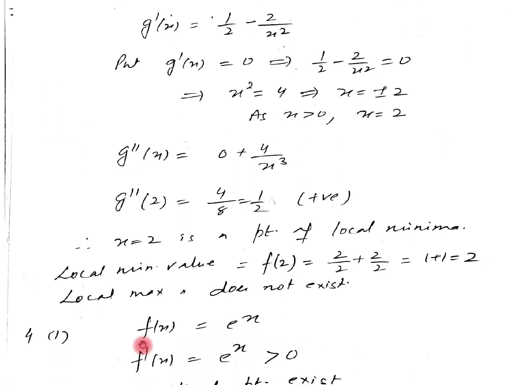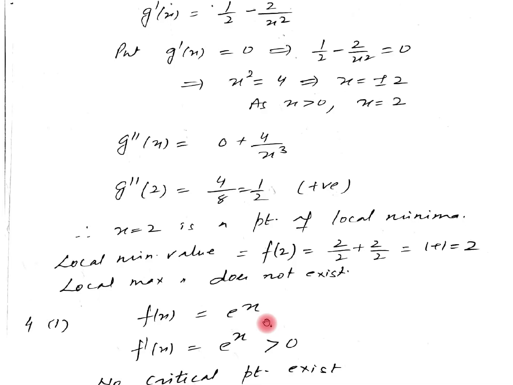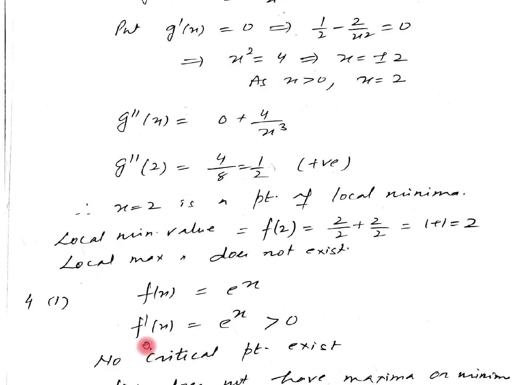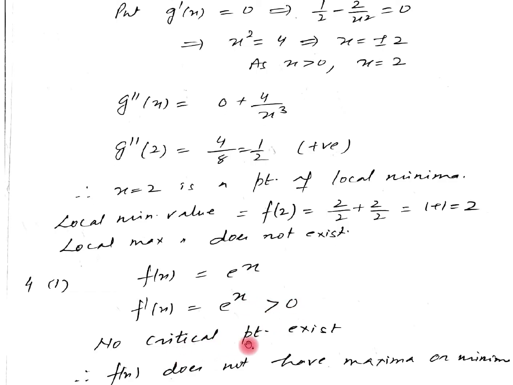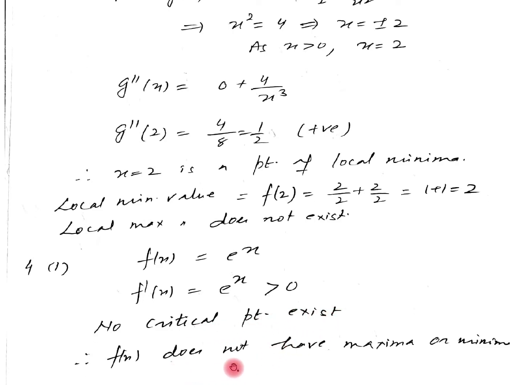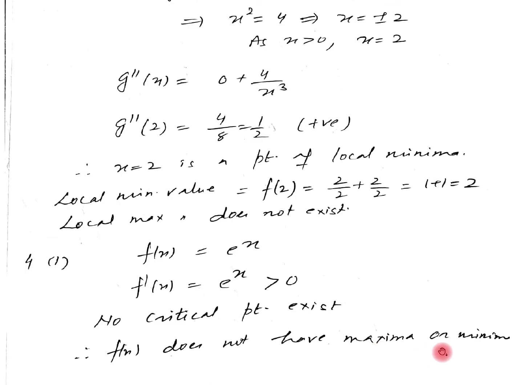Now here let us see another question. f(x) = e^x. Now f'(x) = e^x, and it is always greater than 0. It cannot be equal to 0 for any value of x, because e is an irrational number. The value of e is 2 point something. So therefore f'(x) can never be equal to 0. It is always greater than 0. Therefore no critical point exists. If no critical point is existing, we can say f(x) does not have maximum or minimum value.